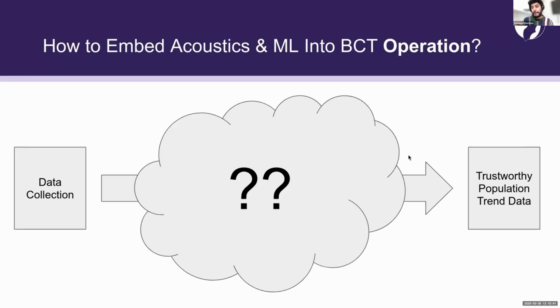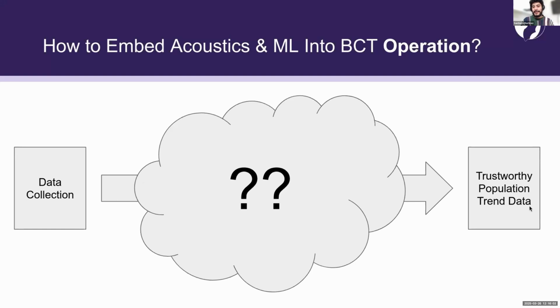So the thing is, our question at this moment is we're very keen on the idea of using machine learning as a main ingredient within the data collection process, but we're in this stage where we have a handle on the data collection aspect. So we send out recordings to people, or there are many different survey methods the BCT is using. But what we want to get out of this is trustworthy population trend data.